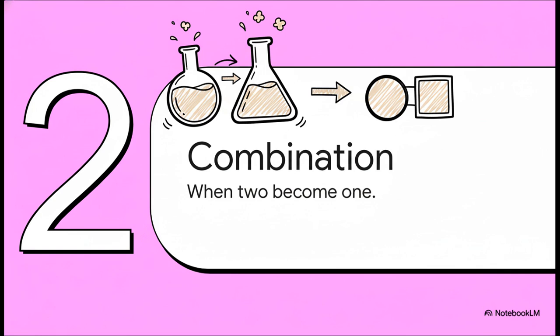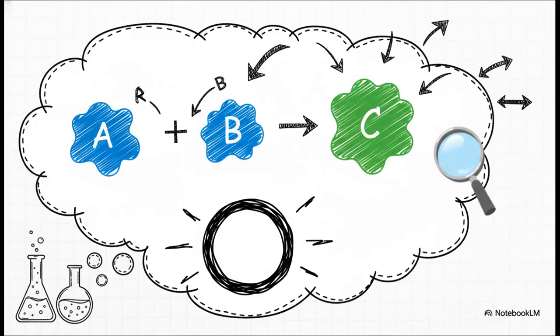All right, let's start with our first and, I think, the simplest type of reaction. It's called a combination reaction. And if you just remember this one simple phrase, you'll never forget it. When two become one. So, what is a combination reaction? It's exactly what it sounds like. It's when two, or maybe even more, reactants, let's call them A and B, come together to form just one single product, C. The key thing you need to look for is that there's only one substance on the right side of that arrow. That's your big clue.